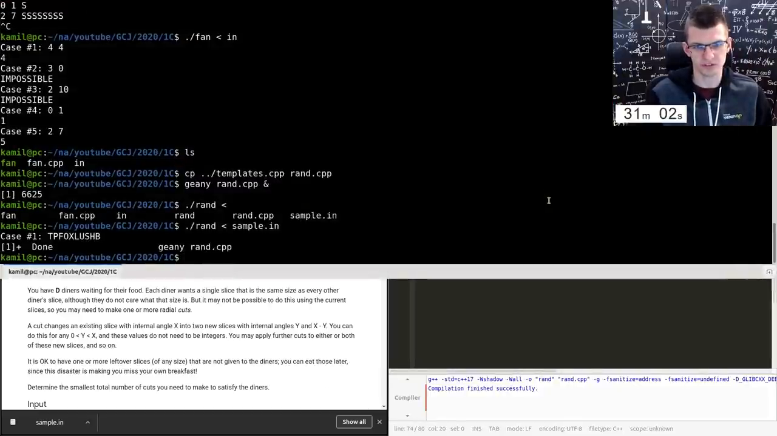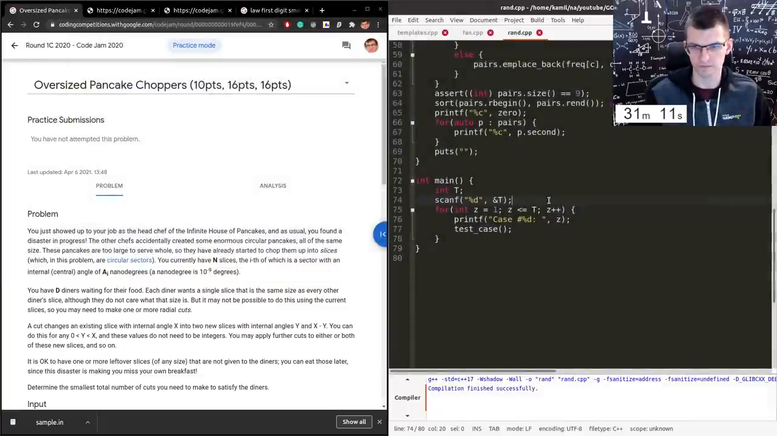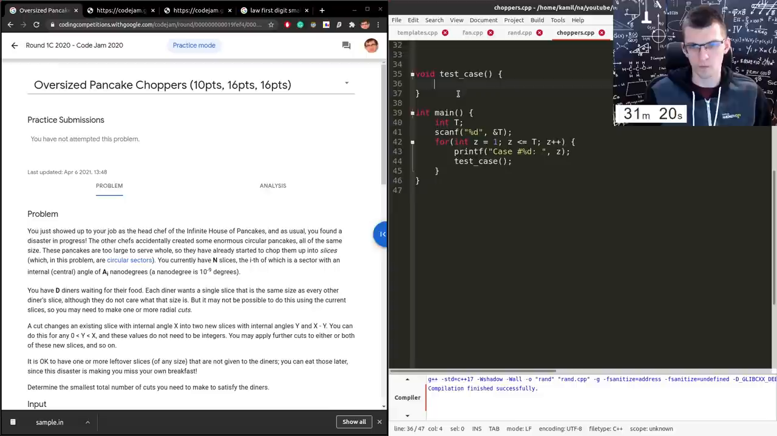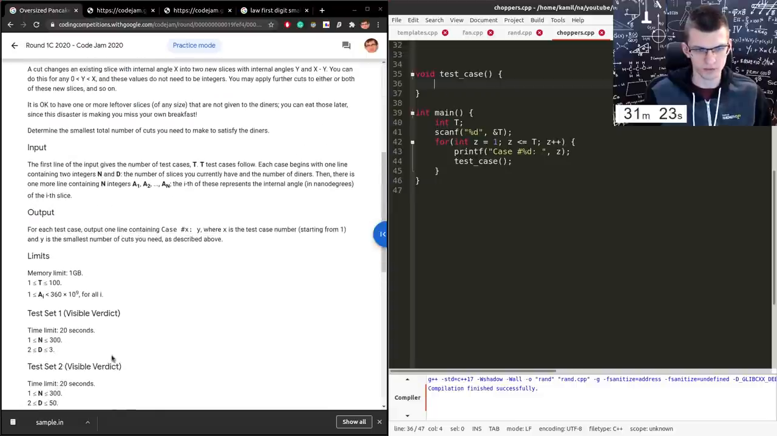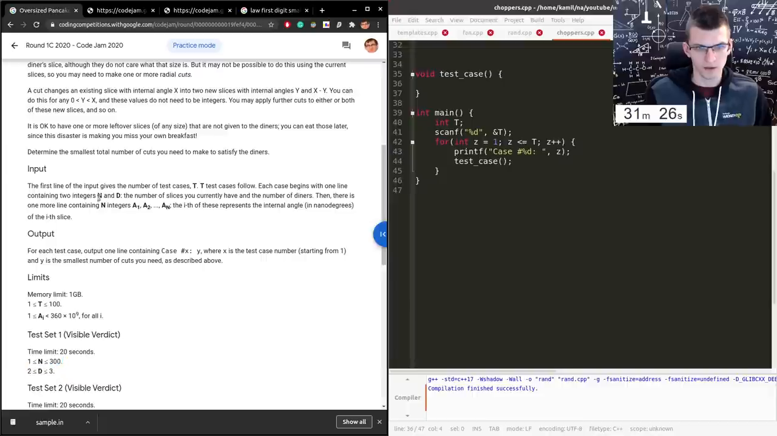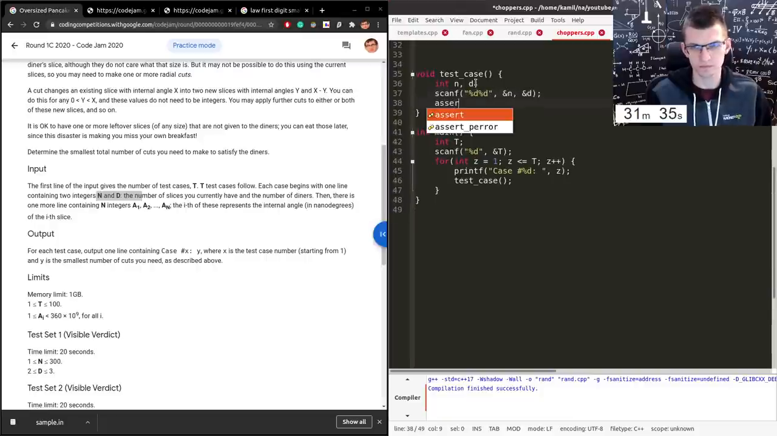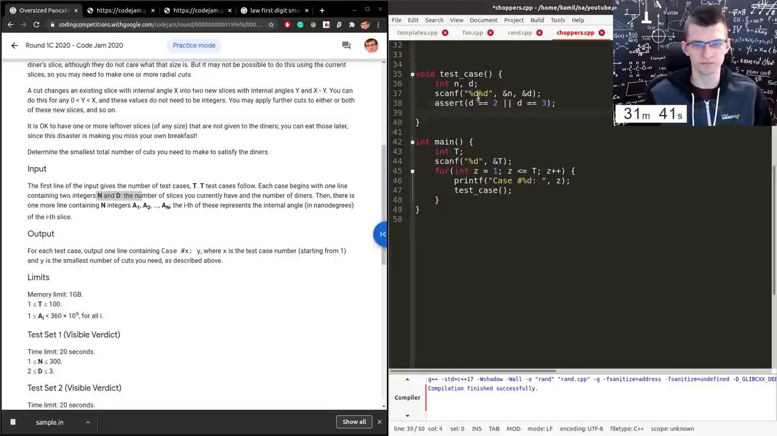We have choppers. I made a typo. So I assume that these two are free. We have N and D. I already made an assert here. If D is bigger, then I don't know for now how to solve the problem.